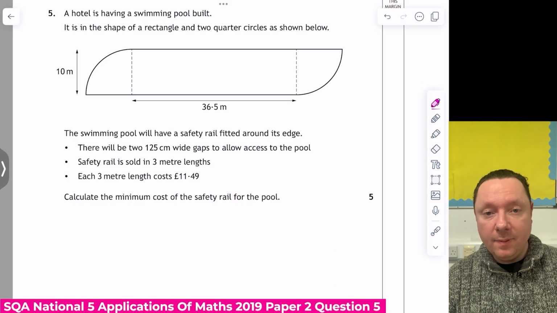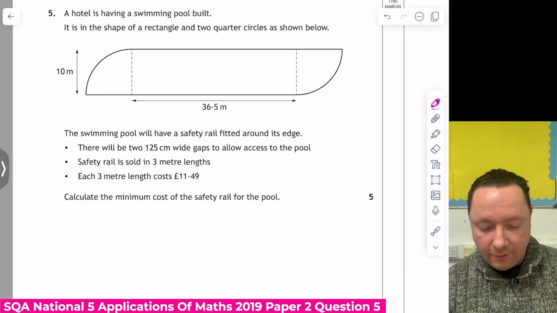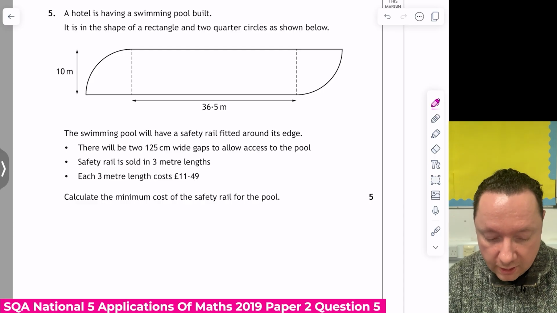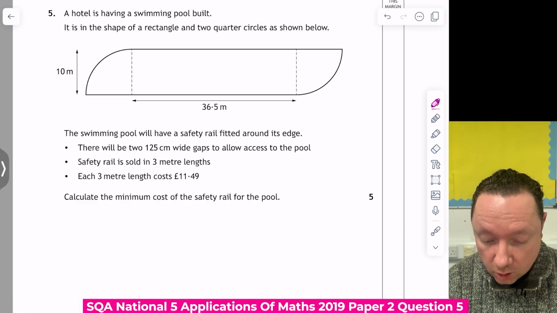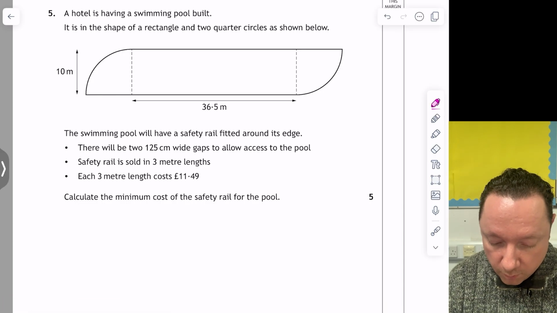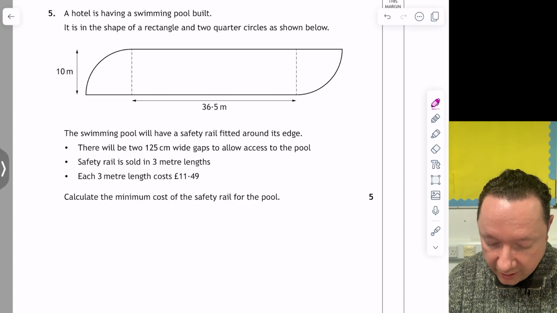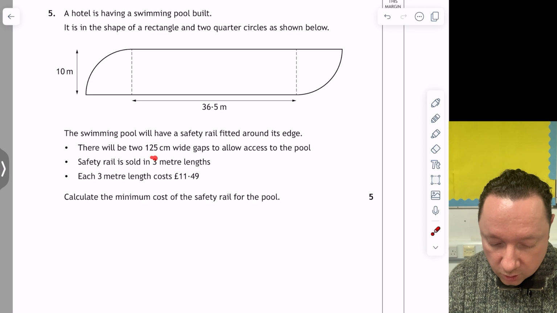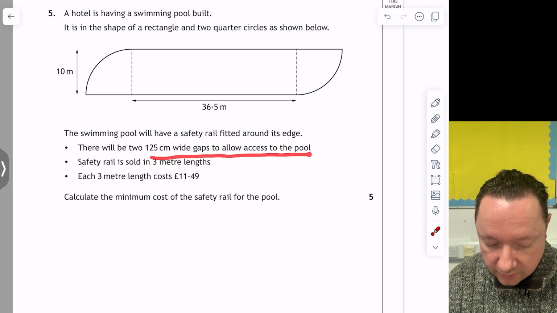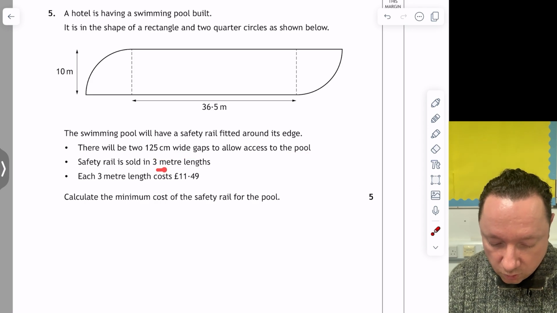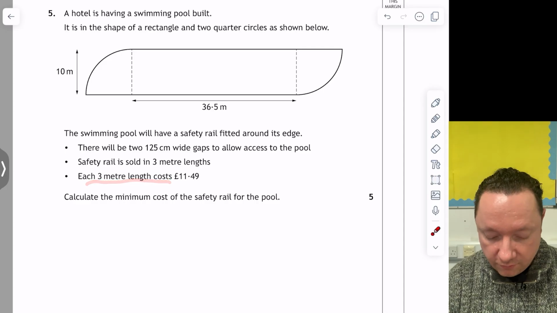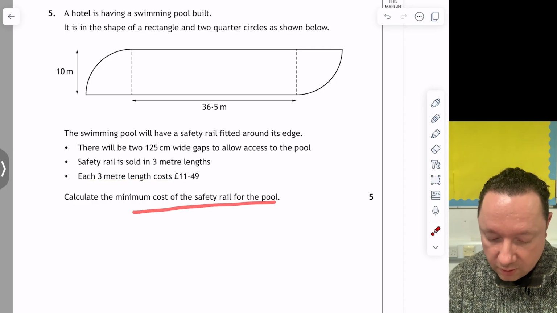SQA National 5 Application of Maths 2019, Paper 2, Question 5. A hotel is having a swimming pool built. It is in the shape of a rectangle and 2 quarter circles as shown below. The swimming pool will have a safety rail fitted around the edge. Around the edge is perimeter. There will be 2 125cm wide gaps to allow access to the pool. The safety rail is sold in 3 metre lengths. Each 3 metre length costs $11.49. Calculate the minimum cost of the safety rail of the pool.